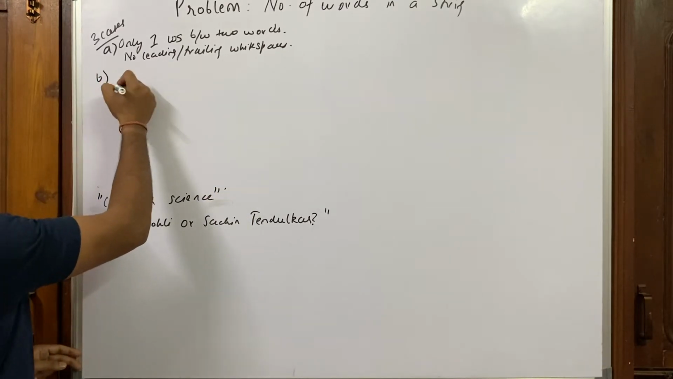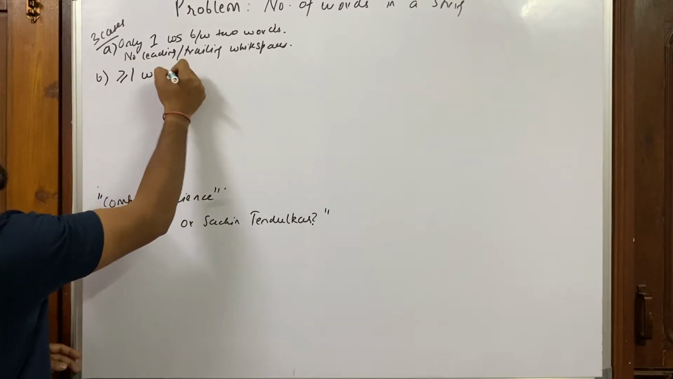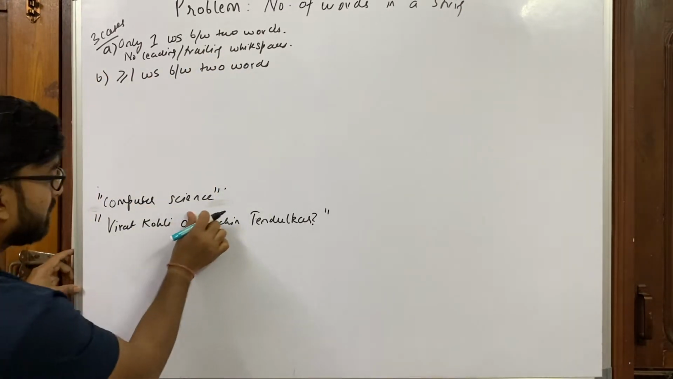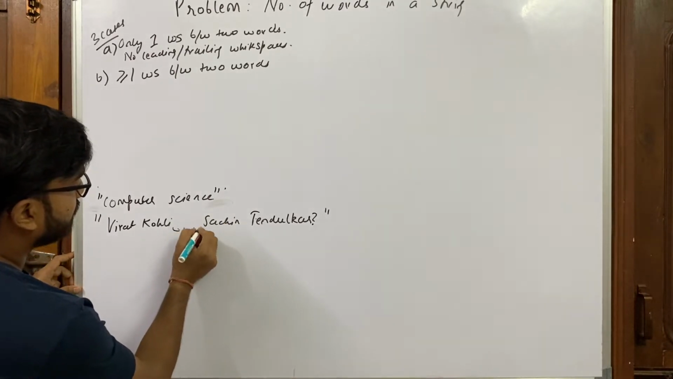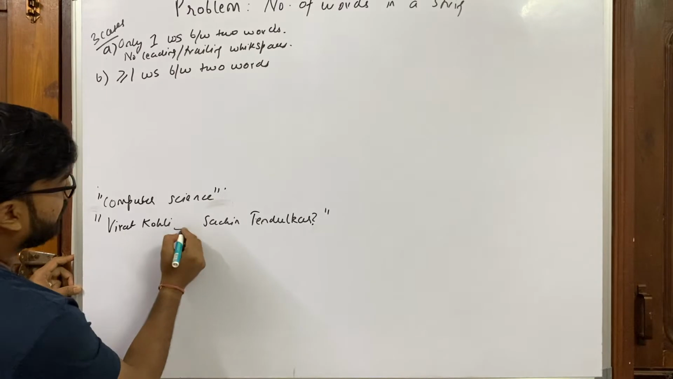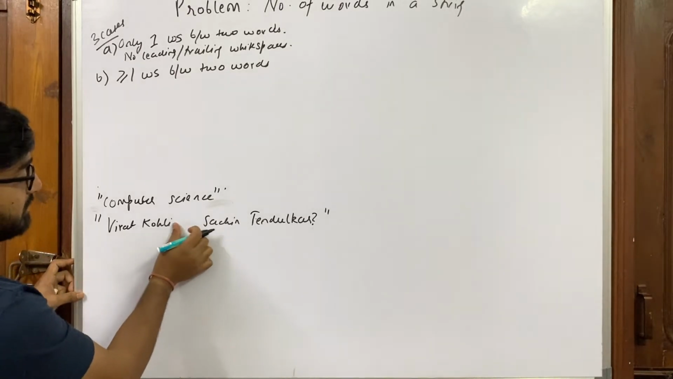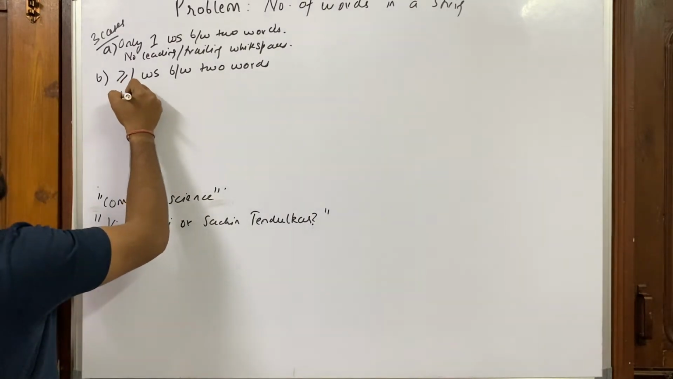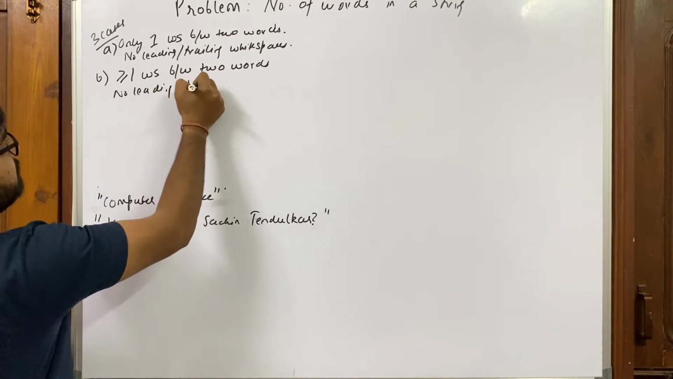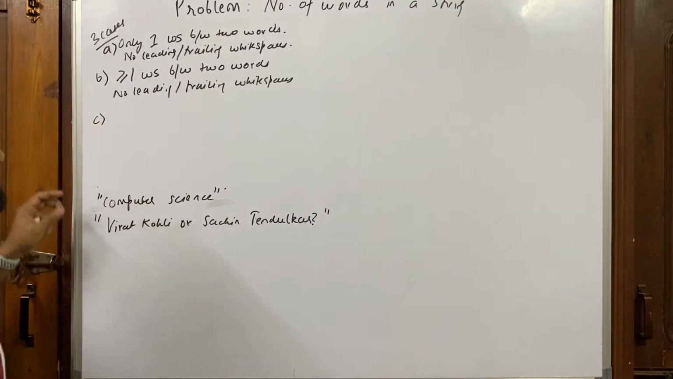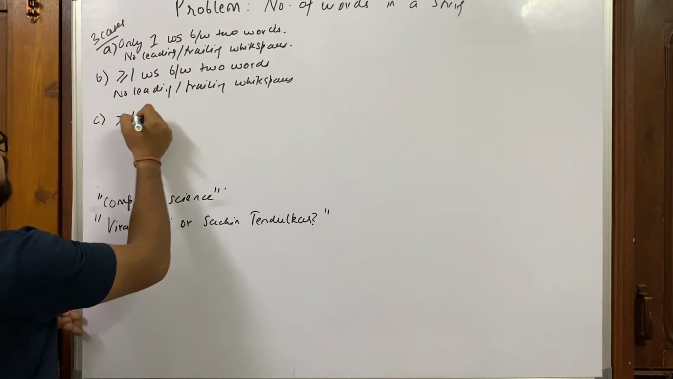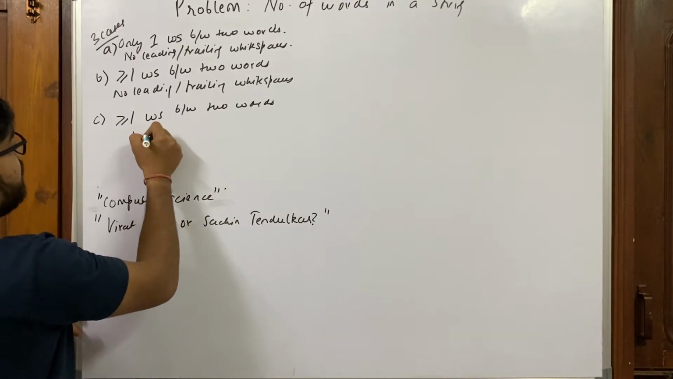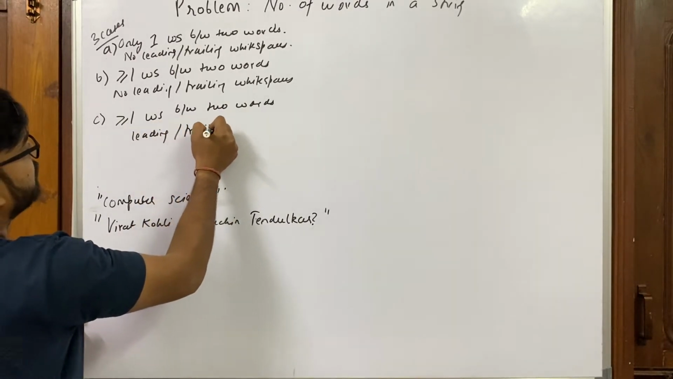The second case is greater than or equal to 1 white space between 2 words. So 2 words can be divided by multiple white spaces. For example, I can have 4 white spaces in between, or I can have 3 white spaces in between, more than 1, but at least 1. That is why it is greater than or equal to 1 white space between 2 words, and again no leading or trailing white spaces in this case. The final is the most generic case, where I can have greater than or equal to 1 white spaces between 2 words, and leading and/or trailing white spaces are possible.